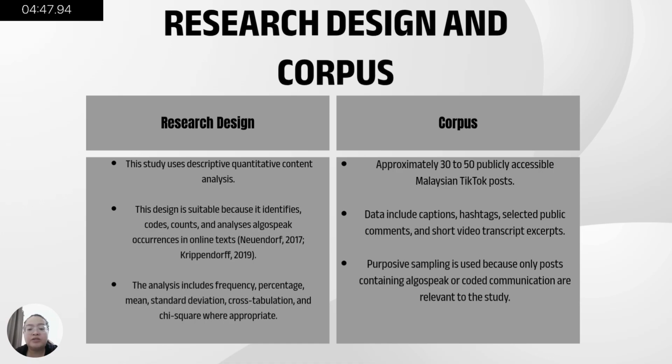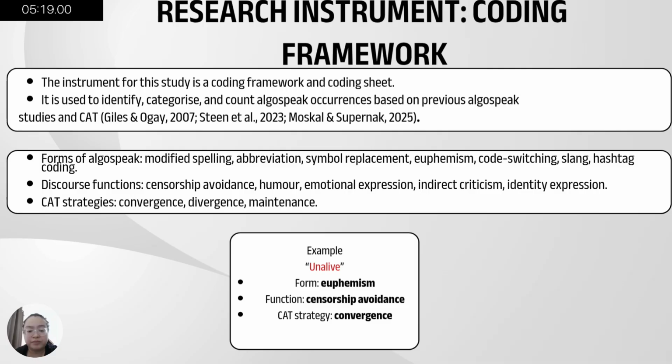This study uses descriptive qualitative content analysis. According to Neuendorf 2017 and Krippendorff 2019, content analysis is suitable for categorizing and counting communication content. The corpus consists of 30 to 50 public Malaysian TikTok posts. The data include captions, hashtags, selected comments, and short transcript excerpts. Purposive sampling is used because only posts with AlgoSpeak are relevant.